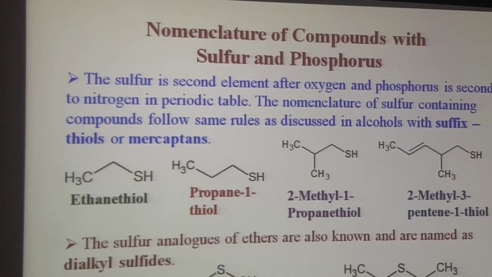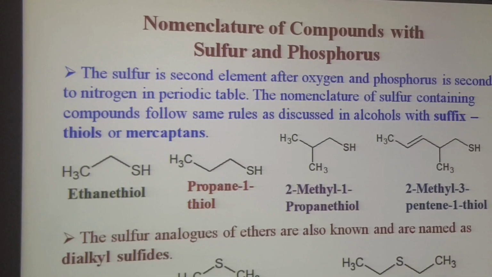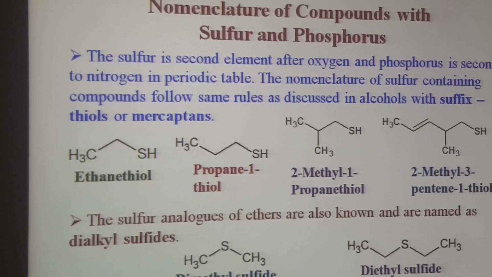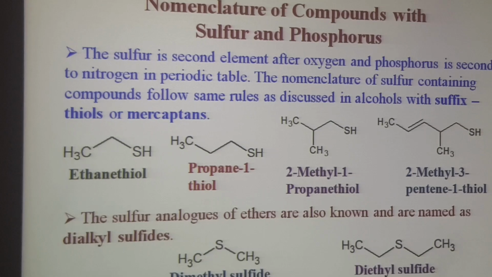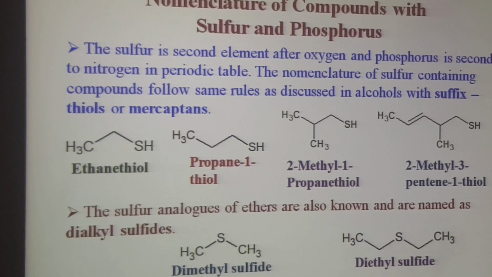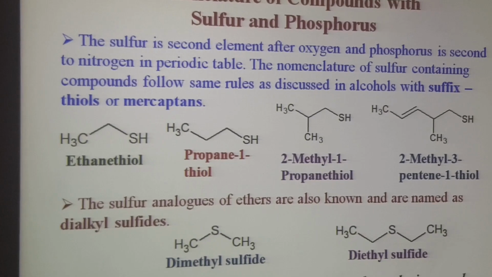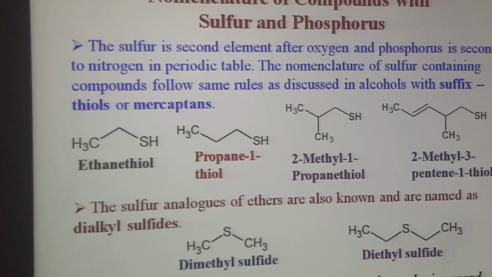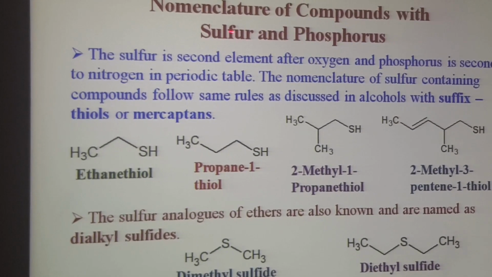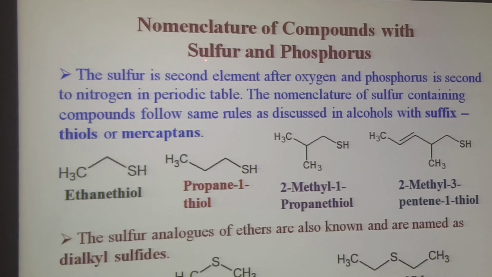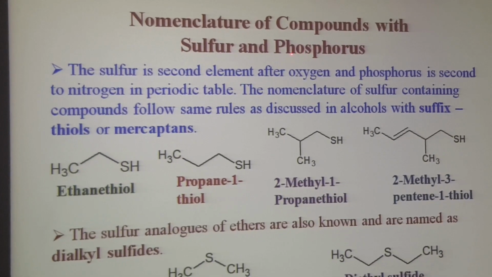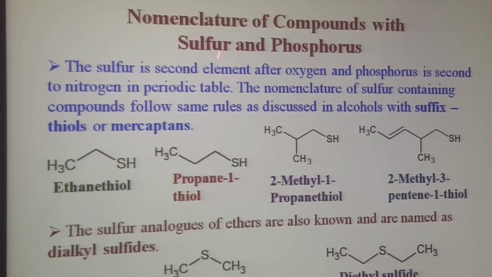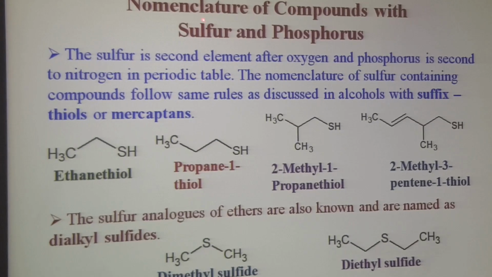Now, nomenclature of compounds which possess sulfur and phosphorus. We know that a large number of functional groups in organic compounds which we have discussed up to now contain carbon, nitrogen, oxygen and hydrogen, and some of them possess halogens. But there are many organic compounds which contain sulfur and phosphorus. Sulfur is present in group 6 after oxygen, and phosphorus in group 5 after nitrogen. When we name these compounds, if organic compounds contain sulfur, they are known as mercaptans.